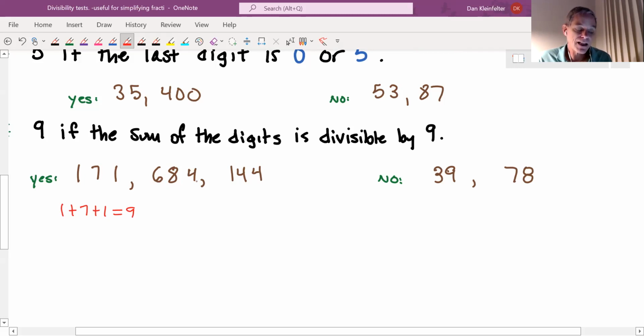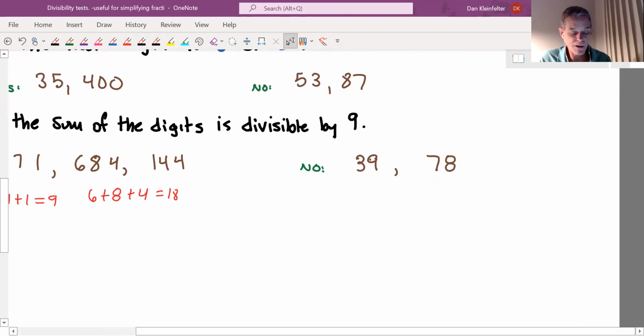Okay, 6 plus 8 plus 4. Okay, that is 18, right? And 18 is 9 times 2, so yes, that will definitely work. Okay, 39, not divisible by 9 because 3 plus 9 is 12, which is not divisible by 9. It is, however, divisible by 3. Okay, 78, 7 plus 8 is 15. That one is also divisible by 3, but not divisible by 9.